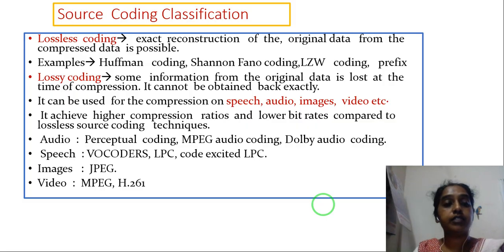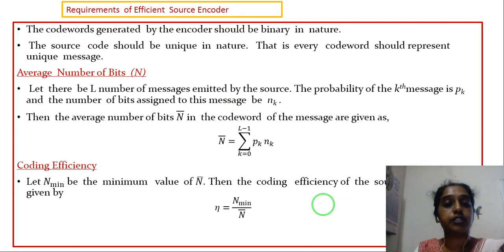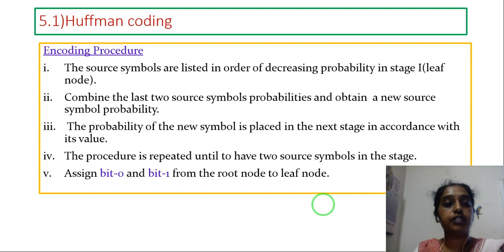We have lossless coding and lossy coding. In lossless coding, exact reconstruction of the original data from the compressed data is possible. In lossy coding, some information of the original signal is lost at the time of compression. For an efficient source encoder, we are going to calculate the average number of bits and code efficiency.